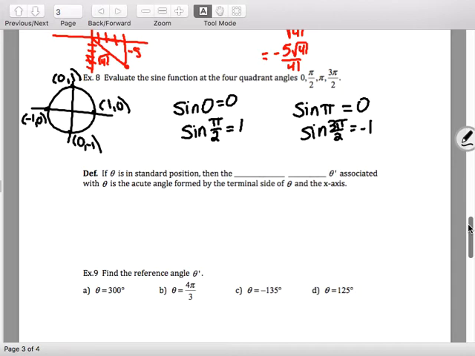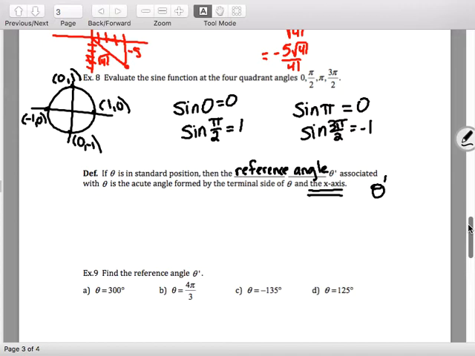If theta is in standard position, then the reference angle, we're going to call it theta prime, and it looks like theta with a tick mark, kind of a superscript. If theta is in standard position, then the reference angle theta prime associated with theta is the acute angle formed by the terminal side of theta, and I want you to underline this one, the x-axis. Never ever do we go to the y-axis. It's always with the x-axis. A reference angle is always positive between 0 and 90.